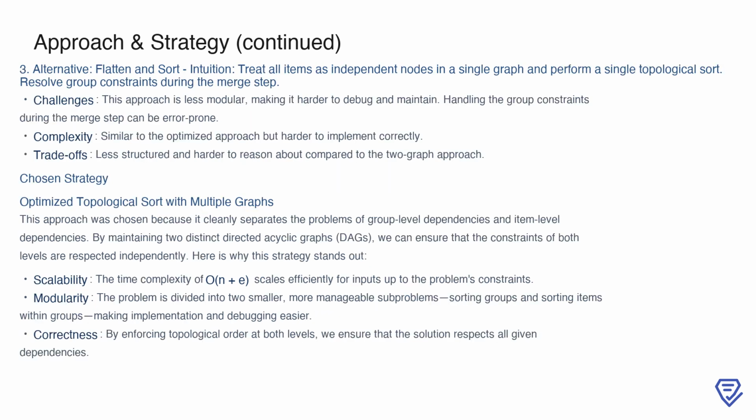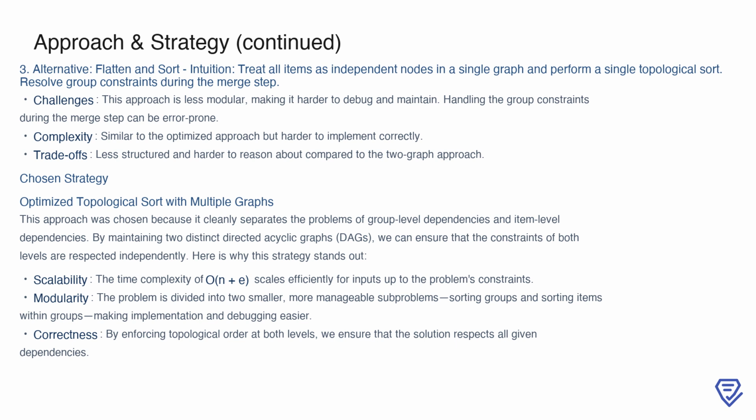Another possible approach is to flatten the problem by treating all items as independent nodes in a single graph and performing a single topological sort. Group constraints are resolved later during the merge step. While this method simplifies the graph structure, it introduces new challenges.